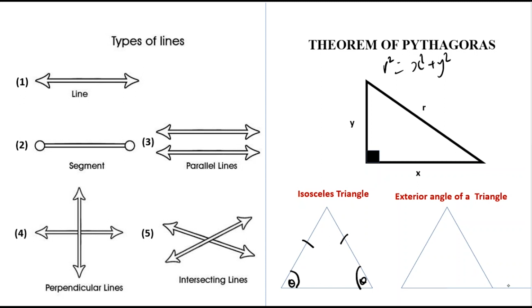And lastly, we'll be talking about the exterior angle of the triangle, which is equal to the sum of the opposite interior angles. It means theta will be equal to alpha plus beta. We'll be dealing with these principles as we proceed.